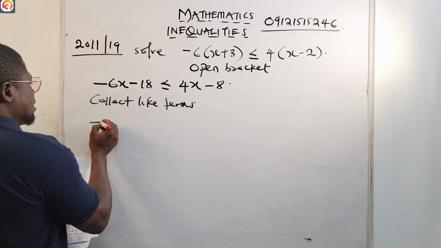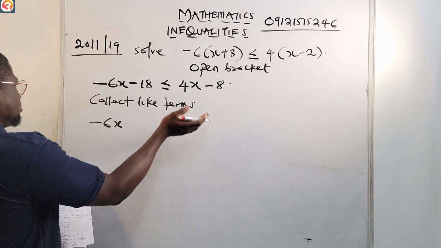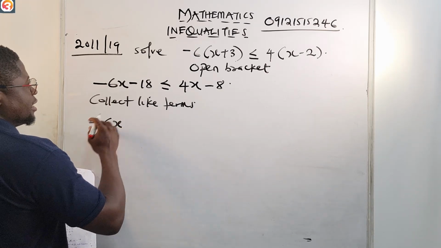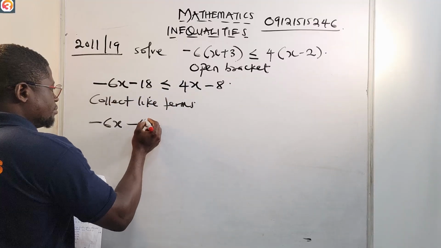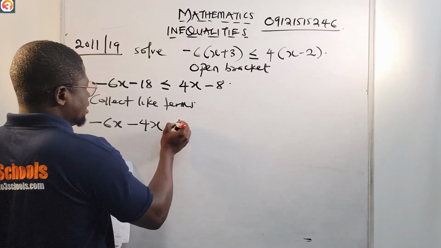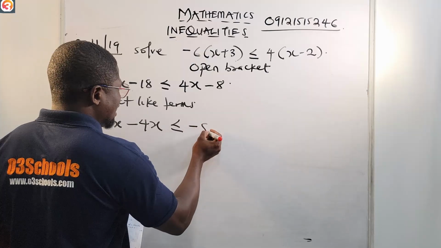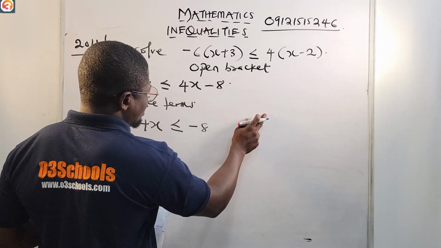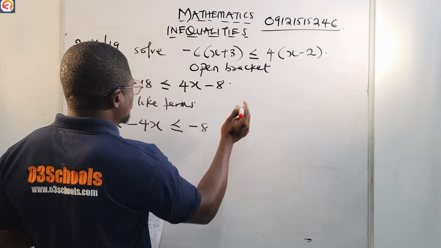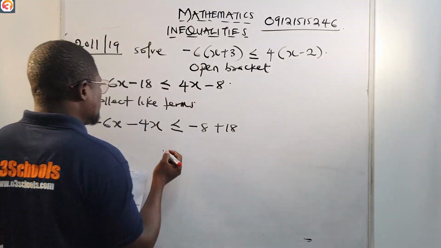Let us say minus 6x. Let's bring x to this left-hand side. Minus 6x. This is plus 4x, it is crossing, so it becomes minus 4x, less than or equal to. This is minus 8 here. Minus 18 is crossing to come and join minus 8. Minus 18 is crossing, so it becomes plus 18. All right.